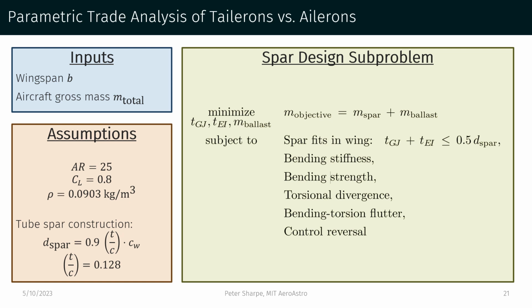Another part of the spar is an optional leading edge ballast weight, which can suppress bending torsion flutter in certain rare cases. These three parameters, the torsion material thickness, the bending material thickness, as well as that optional leading edge ballast, are determined by result of a spar design subproblem, an optimization problem of sorts. The goal here is to minimize the total mass of the primary structure, the spar plus that leading edge ballast, subject to a variety of constraints which are detailed in the paper, but generally implemented using the general 2D sectional analysis that we presented earlier in this work.